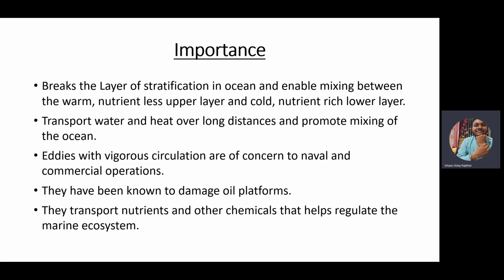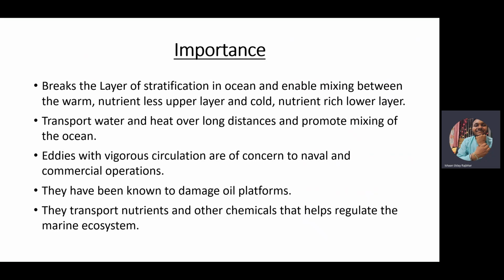Now, why is this important? Eddies break the layer of stratification in the ocean, that is, they enable the mixing of layers between the upper and the lower layers. They transport water and heat over long distances and help in mixing of the ocean. The eddies have vigorous circulation, so they are of importance to naval and commercial operations.